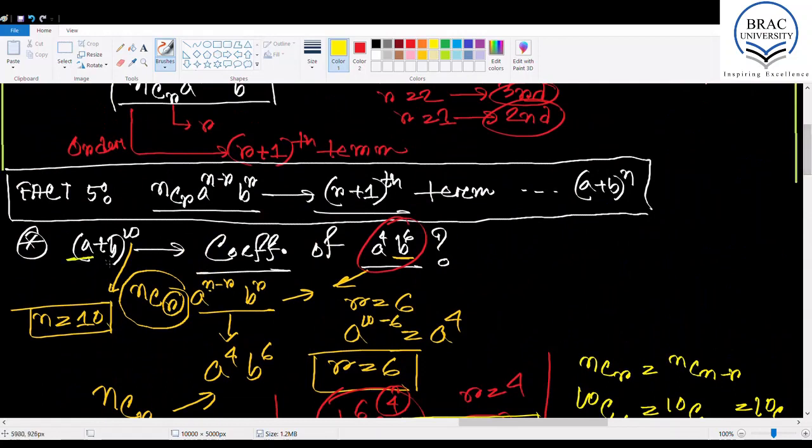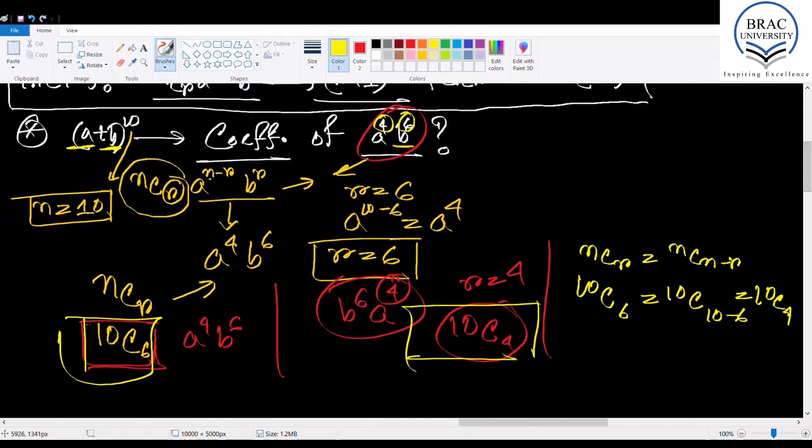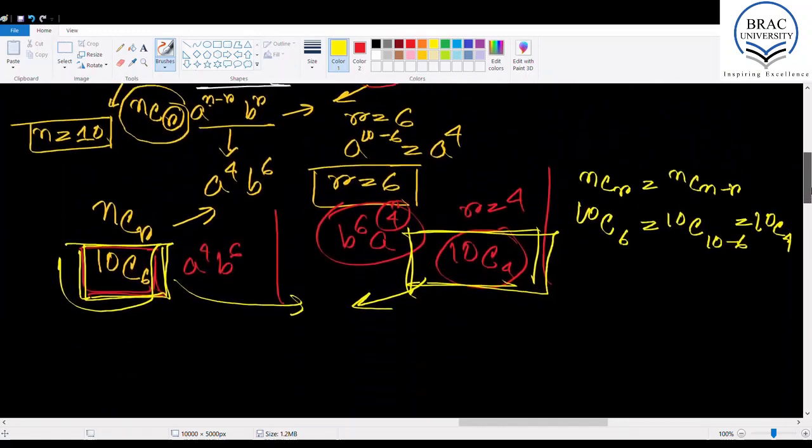Since these two terms can change their position, if their position is switched, then the coefficient might exhibit something different, but eventually they will be proved to be the same. Okay, this was an easy problem.